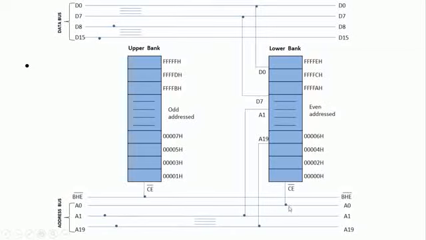Whenever the A0 combination is a 0, it is an even bank. During that time only it is going to be enabled, right? So the next case is the upper bank.